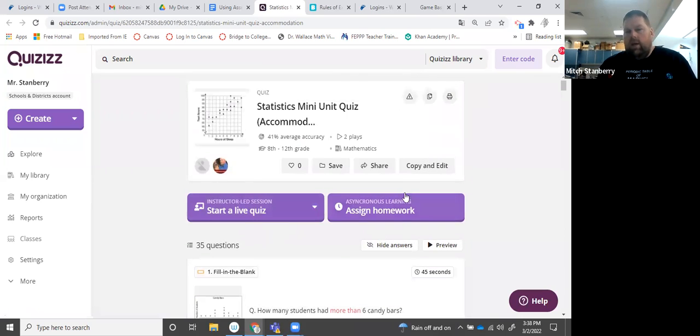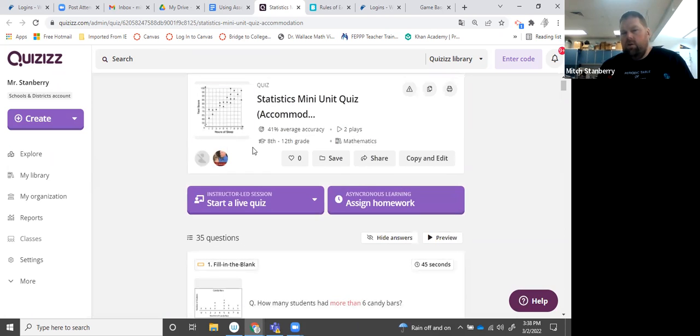This is a question about how many students had more than 6 candy bars. But when I go back in, I can just copy and edit, or when I create a new one, I can use this thing called teleport, and I can look for the quiz that I already made and then just pull over the questions I want. So this is, for me, what I'm currently doing.